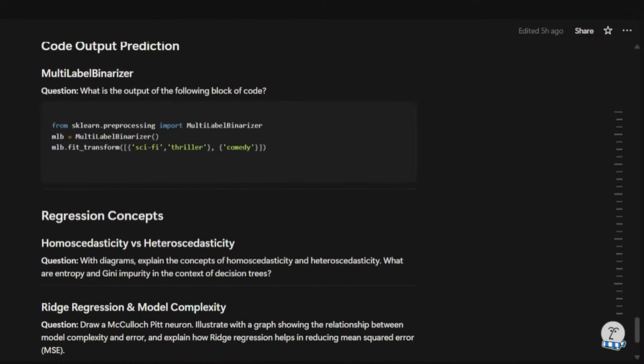Another thing that we hadn't covered was your output prediction, just asking what could be the output for a particular code. This will be attached in your Google Colabs.